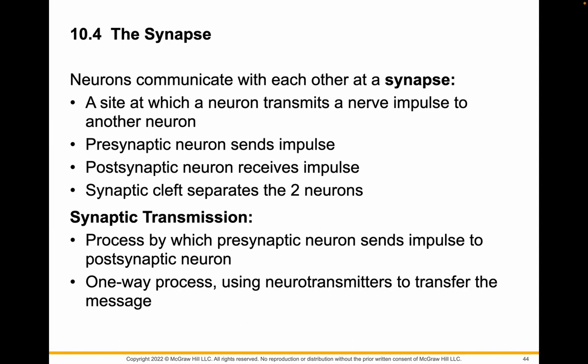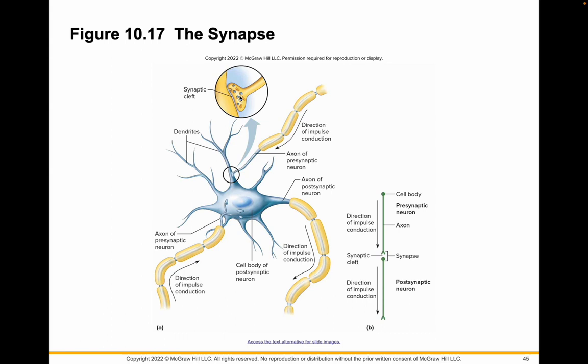So the synaptic transmission is where the presynaptic neuron sends an impulse, and it uses neurotransmitters to do that. And so this should look really familiar. This is how the motor neuron talked to the muscle. Well, this could be a sensory neuron talking to an interneuron. And so here's that synaptic cleft, and the action potential, the wave of energy, comes down.